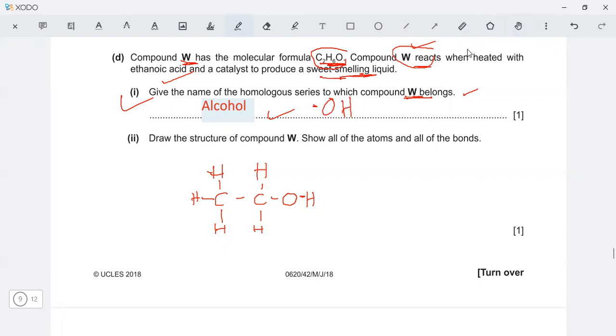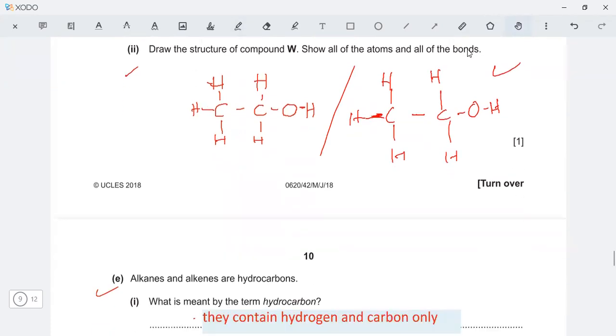Okay. Second, draw the structure of W, showing all the atoms and all the bonds. So as it's going to be alcohol, ethanol, just draw like this. Here one carbon, here one carbon, with hydrogens attached, and the alcohol group attached over here. So this will be the structure. I have already done this before, so just look at it. This is the structure for ethanol.